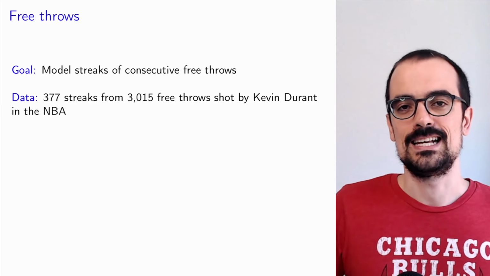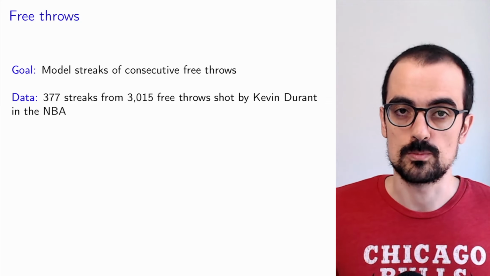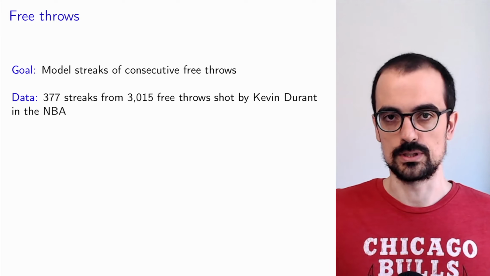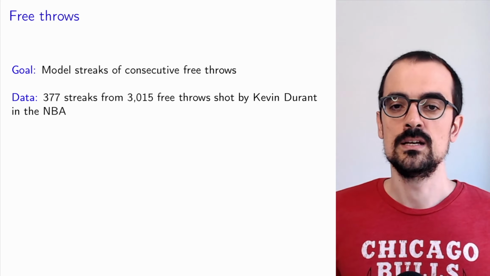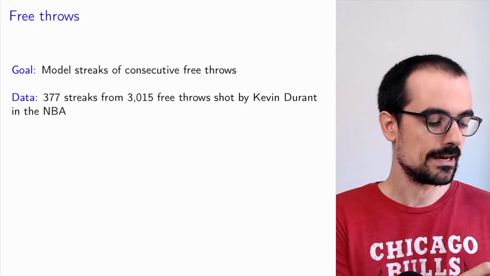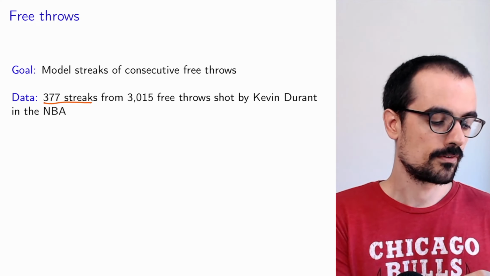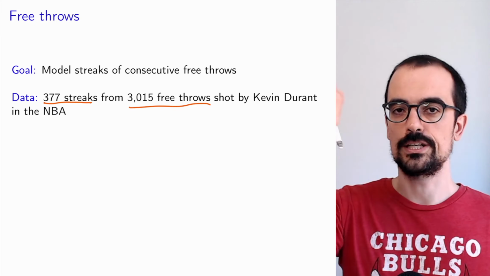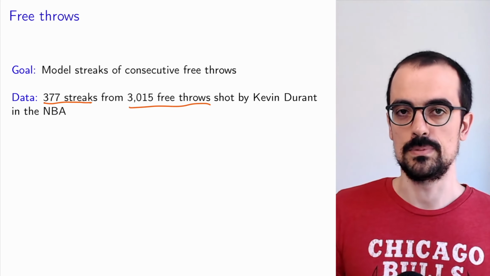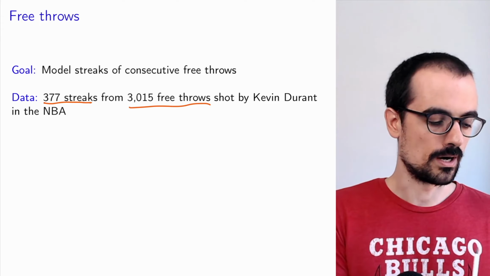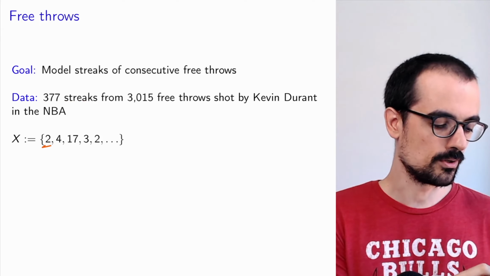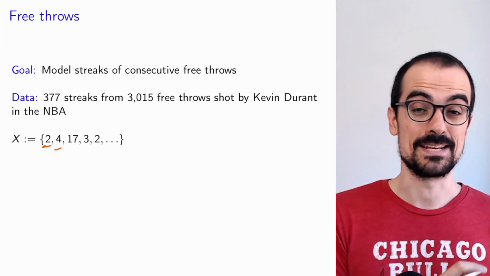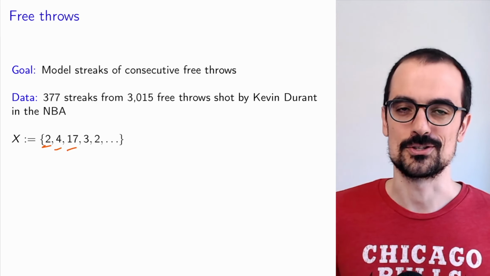Connected to that, let's see what happens when we compute the empirical probability mass function from real data. So now we're trying to model streaks of consecutive free throws shot by Kevin Durant in the NBA. We have 377 streaks from a total of 3,000 free throws. What do I mean by a streak? It's just the number of consecutive free throws that he makes before he misses. So our data looks like this. Here he made 2 free throws and then missed. He made 4 free throws in a row and then missed. Then he made 17 and then missed, and so on and so forth.